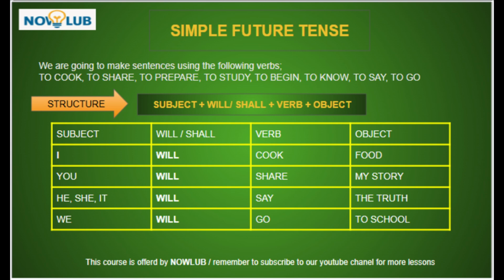Just use the subject, I or you or he, plus will or shall, he shall, plus the verb, if it is the verb to study, the verb to know, he will know. And then the object. And so you see, now we have made our sentences in future. I will go tomorrow. He will tell the truth. He will greet me. You see, very easy.